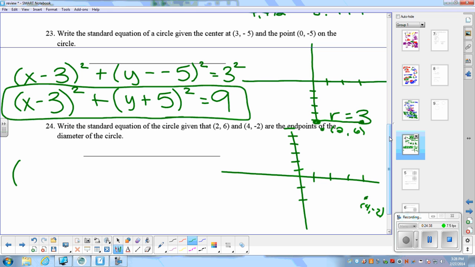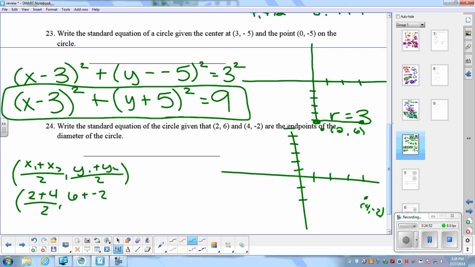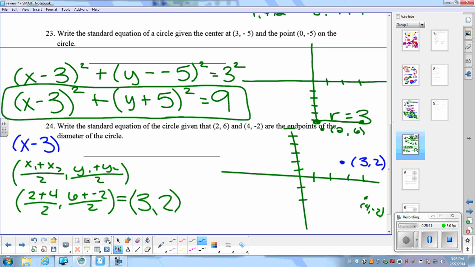Find my midpoint first. So I have x1 plus x2 over 2, y1 plus y2 over 2. So this is 2 plus 4 over 2, 6 plus negative 2 over 2. I do all this, I get the point 3, 2. So there's my center here at point 3, 2. So I'm just going to start writing my equation. I know it's x minus 3 squared plus y minus 2 squared.